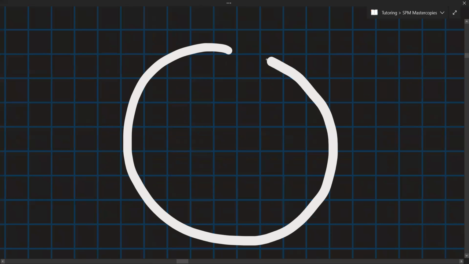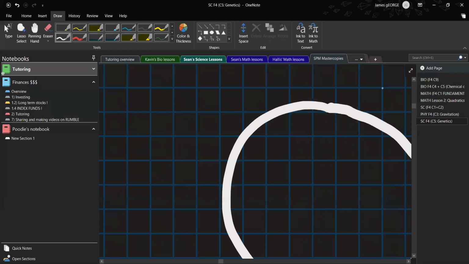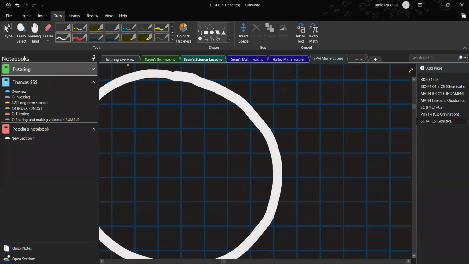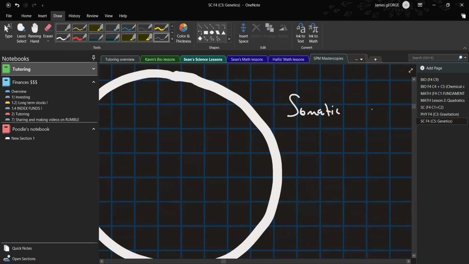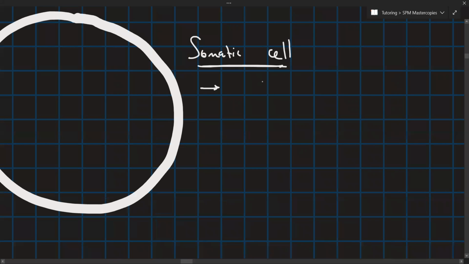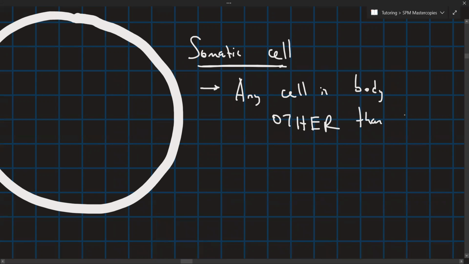So let's start with a cell over here. We have a cell. Let's say this is a somatic cell. Okay, so what is a somatic cell? A somatic cell is any cell in your body other than gametes. So it's any cell in your body other than sperm cells and egg cells.